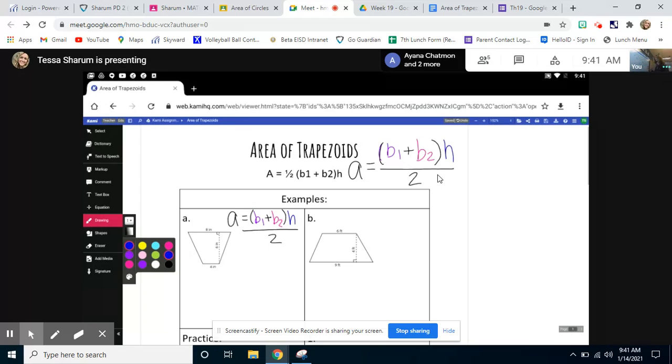So for the very first example, for bases 1 and 2, those lines are going to be parallel with each other, which means that they will never touch. They're going to continue going in the same direction, and they will not touch each other. So the very first base that I see, just as I'm looking at my table, is going to be right here. That's going to be my B1. So I'm going to say 8.